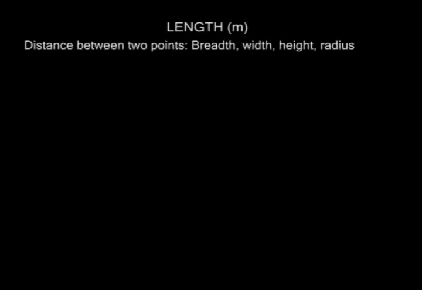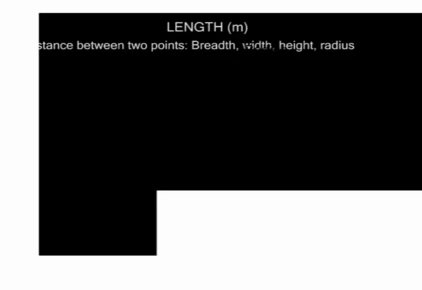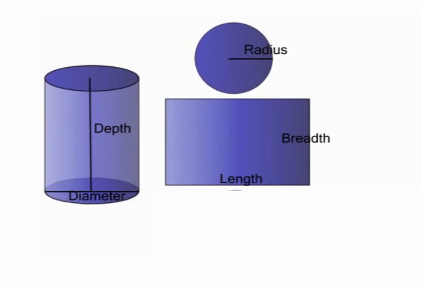And we start with the length. Now, length is a measure of the distance between any 2 points. Breadth, width, height, radius, depth, and diameter are all lengths. The SI unit of length is meters. 1 meter is the distance between 2 marks on a standard platinum iridium bar kept at a constant temperature of 0 degrees Celsius, somewhere near Paris in France.